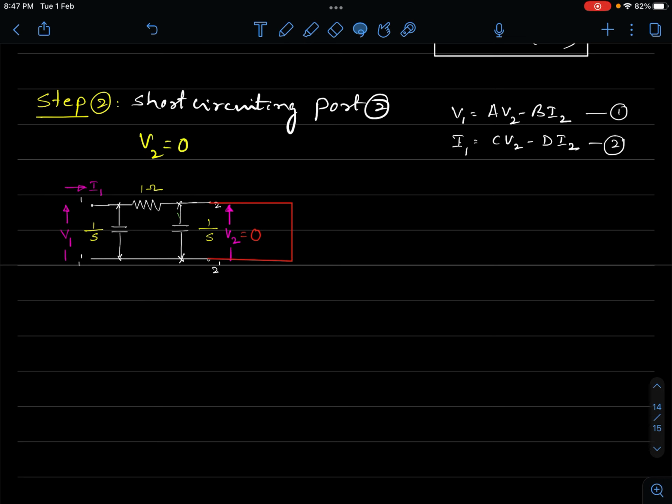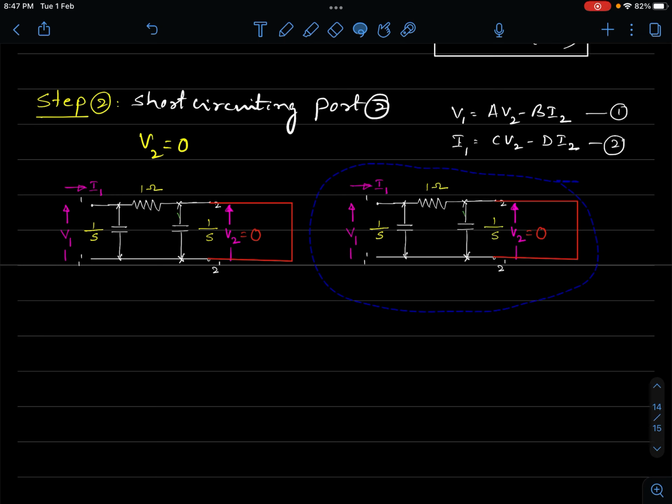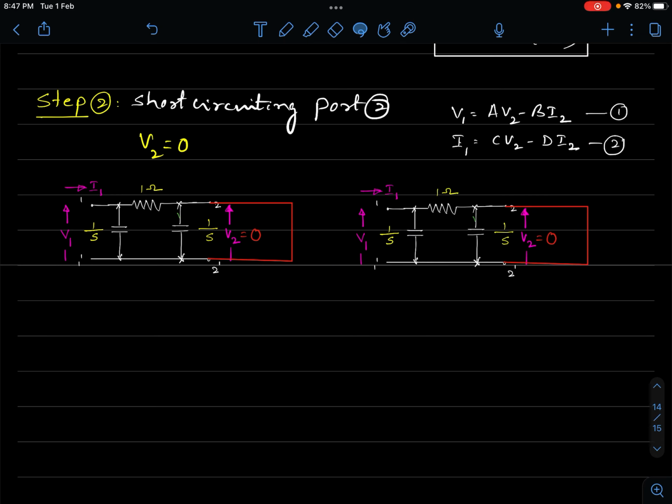This I'll again copy, paste it here. What I mean is, this can be removed. This 1 by S can be removed. These two are same. This network is same as this network. We were able to remove that 1 by S impedance across 2 and 2 dash for the simple reason that we have placed a short. So when there is a short circuit path available for the current to flow, no current would take any resistive path or an impedance path.